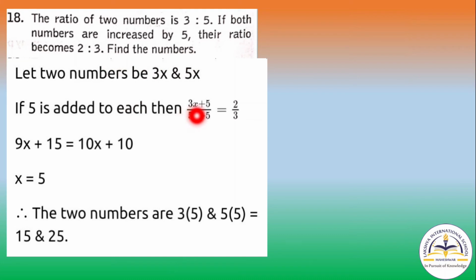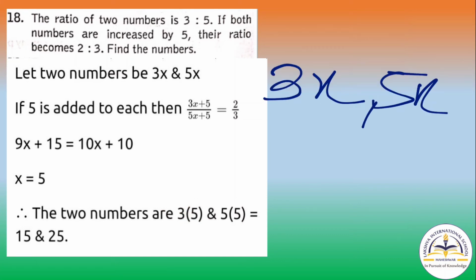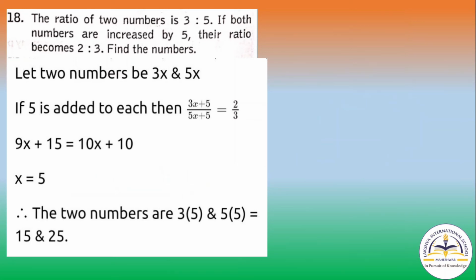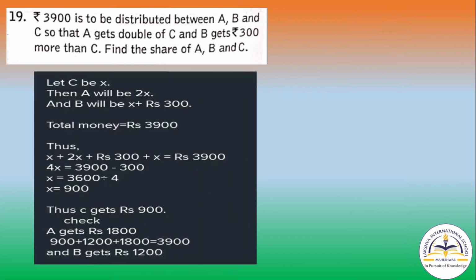Now 3x plus 5 over 5x plus 5 equals 2 by 3, because they are increased by 5. So here we have written the same. Now you have to cross multiply and find the value of x. Here we have taken 3x and 5x, which means 3 into 5 and 5 into 5. That is 15, and 5 into 5 is 25.